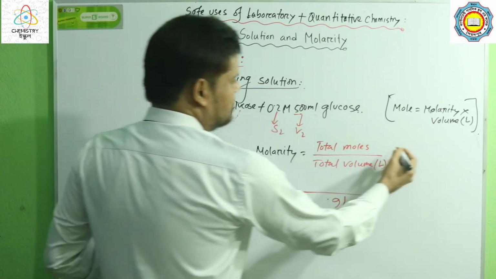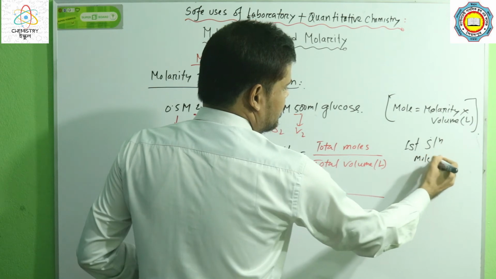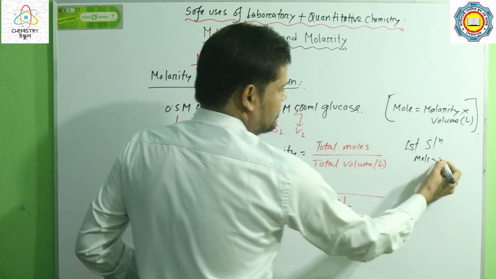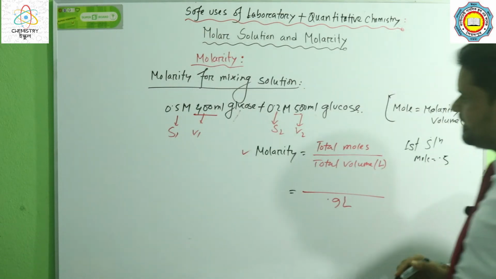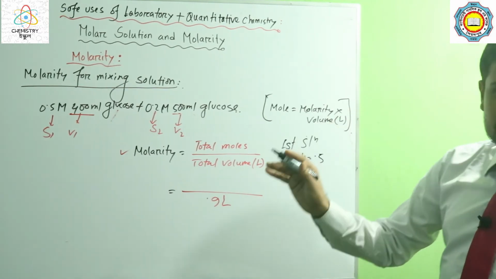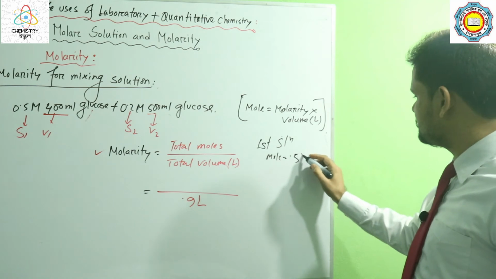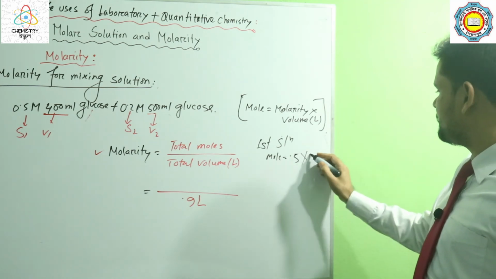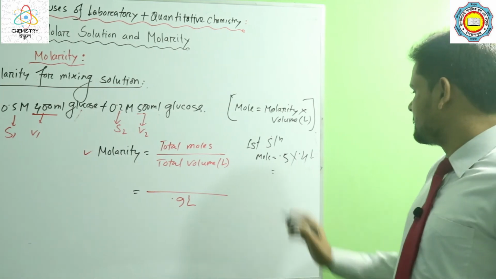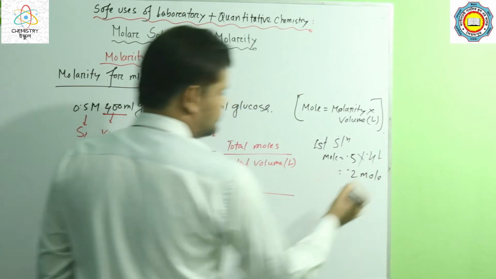For the first solution, the mole will be the molarity, which is 0.5. Then we can easily write down here 0.5, and here the volume is 400 milliliter. Our duty is to convert this to liter, I mean we just multiply with 0.4 liter. Okay, then it will be 0.2 mole substance, dear learners, for the first solution.